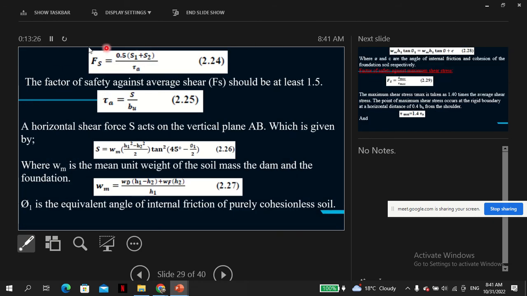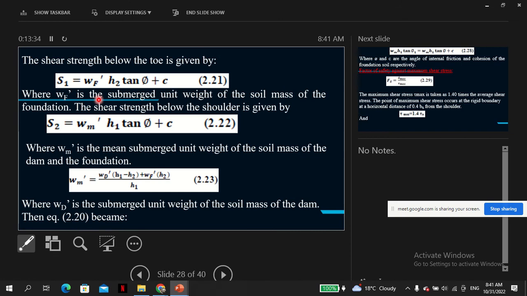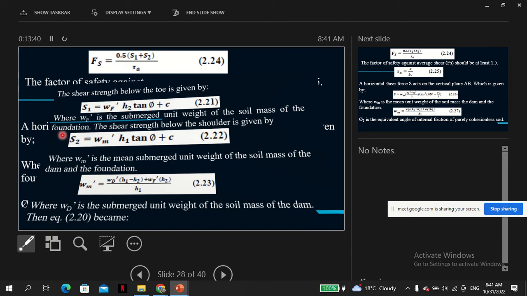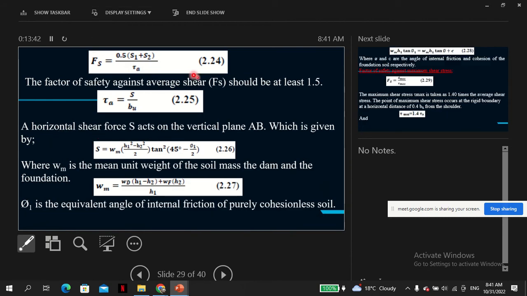So this is how to find the factor of safety. This is the S1, S2. You find the average, and then the average shear strength over the average shear, and this is how to get the average shear. So the factor should at least be 1.5.